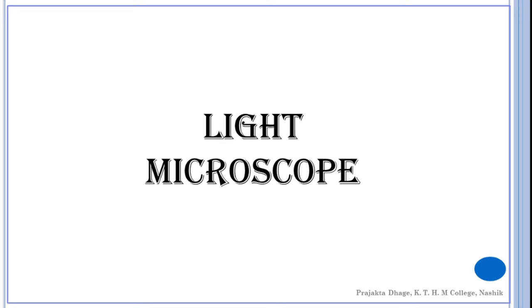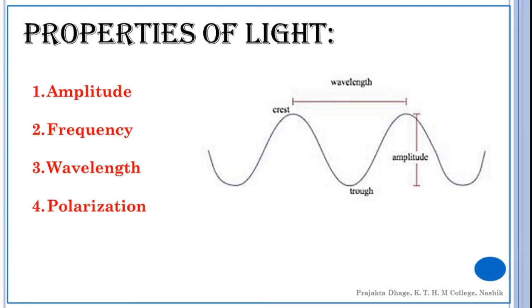So some of the properties of light are as follows. It is amplitude, frequency, wavelength and polarization. Let's begin with the amplitude. Amplitude is the maximum displacement of a wave from equilibrium position. When the amplitude of light decreases or increases, there occurs difference in the intensity of light, either in the form of darkness or in the form of brightness, and our eyes are able to detect it.